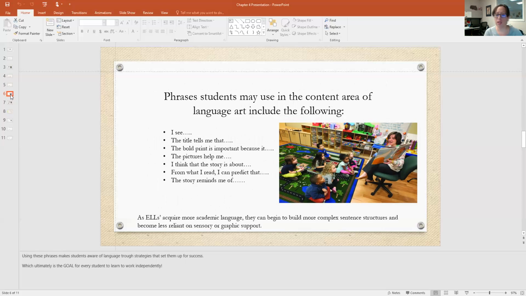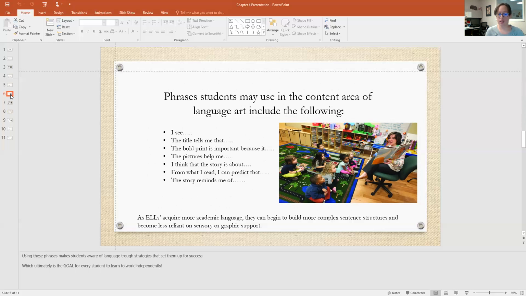We always want to find a niche, right? When we're working with our students, what works? So phrases students may use in the content area of language arts include the following. I see, the title tells me that. The bold print is important because, if you look at this picture, I found it really interesting that the teacher is engaged and has her book, and then she has everybody's attention.